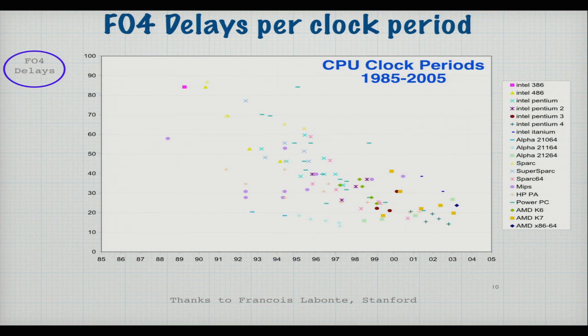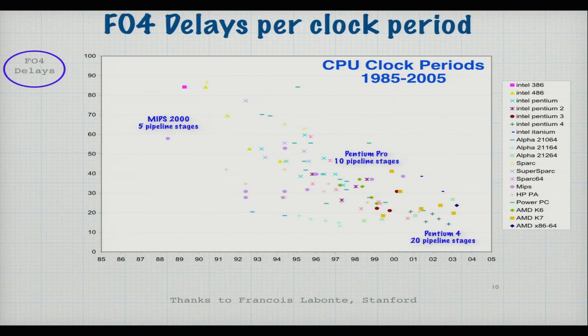And remember, as we move to the right, we're getting more and more modern processes, so FO4 delays are shrinking. But what this also shows is that the number of logic gates in series, or the number of FO4 delays in a single clock period, is also shrinking. So if you think about the pipelining in processors, the pipeline stages are getting shorter and shorter, with fewer stages of logic per pipeline stage as we move through time.